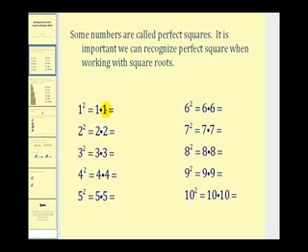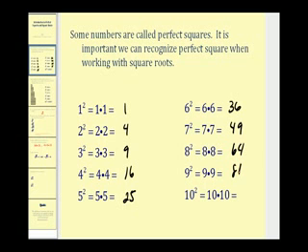So if we wanted to, we could expand them. 1 squared equals 1 times 1, or 1. 2 squared is equal to 2 times 2, or 4. 3 squared is 3 times 3, or 9. 16, 25. Over on the right we have 36, 49, 64, 81, and 100. So all of these are considered perfect squares.